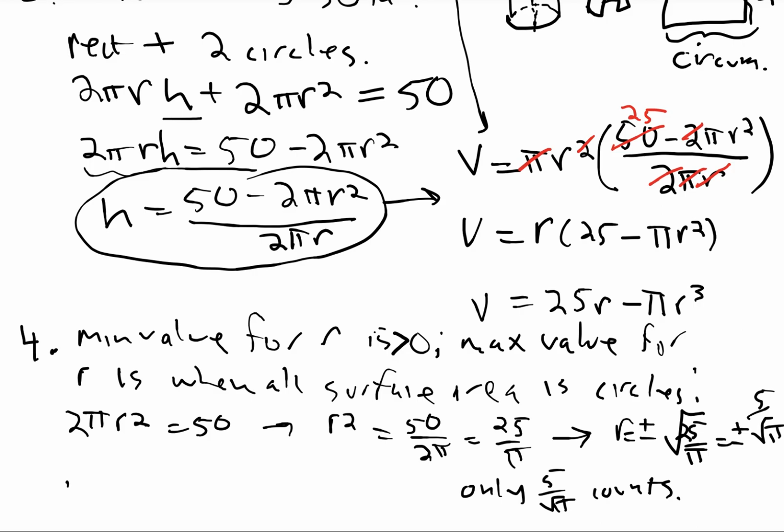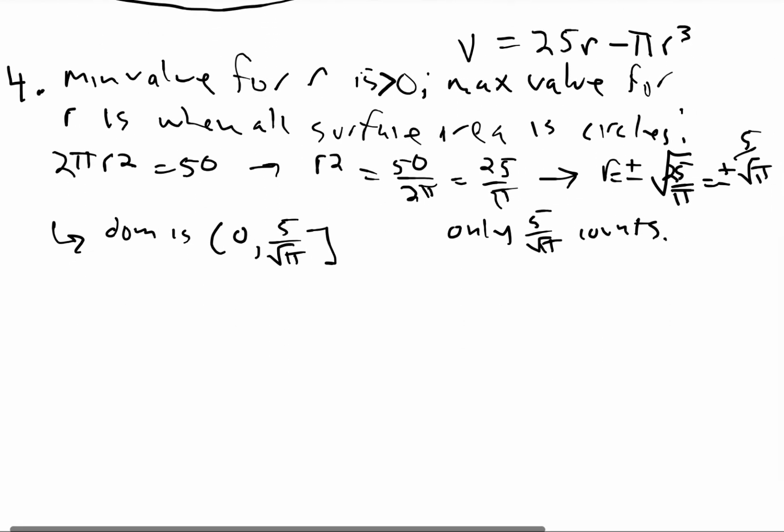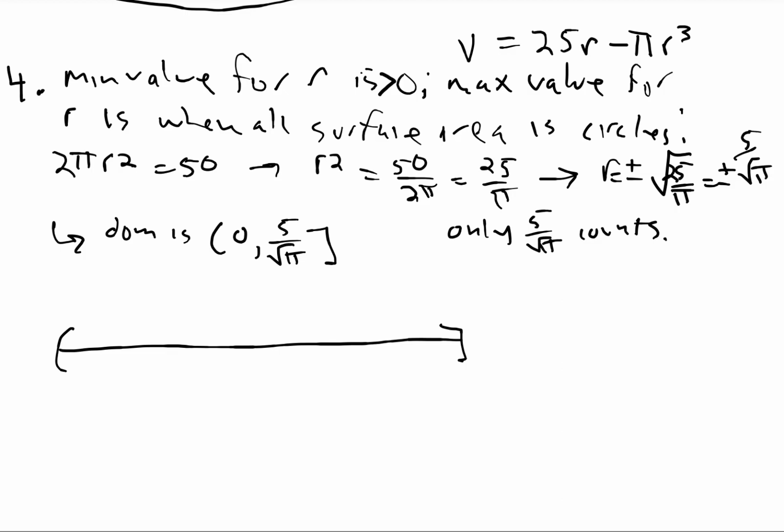So, all told, here's my domain. My domain is going to be from 0 to 5 over root pi. Okay, well, this means we can't quite do the global test. We're going to have to shoot for the local test one more time. So let's see if we can set up my number line here. I'll give you guys my 0, and this 5 over root pi, as my number line. And this is my domain that I get to set up my sign chart on.